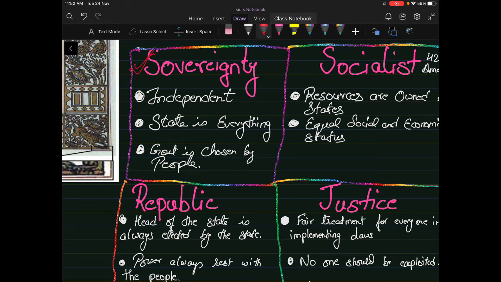Okay, sovereignty simply means independent, as in independent from any internal as well as external control. And what it also implies is, state is everything in our country. Okay, no one is above state. There is no other authority that is above the state. And in a sovereign nation, government is chosen by the people. Okay, as we all know, we elect our own government, so that expresses the feeling of sovereignty. Okay, government is chosen by the people.